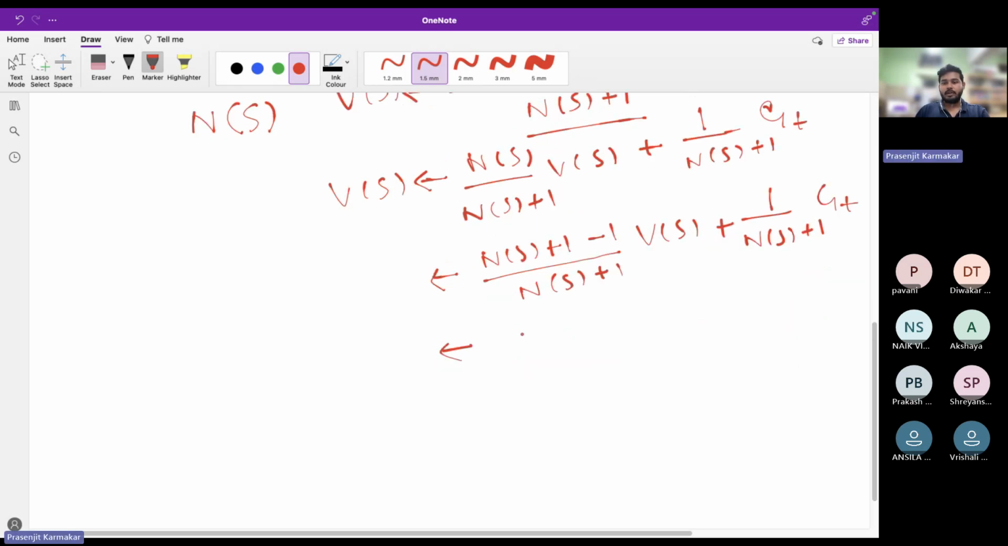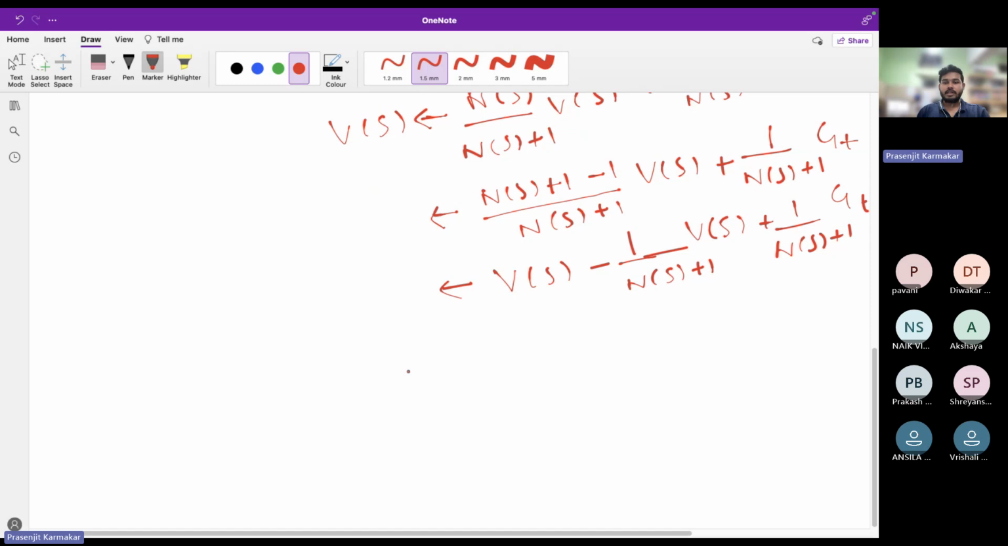Now here I can simplify it with Ps minus 1 over ns plus 1 Vs plus 1 over ns plus 1 gt, right? Now just take this as common. Basically, your update equation looks like Ps plus 1 over ns plus 1, and you take what? You take gt minus v of s. This is your new update equation.